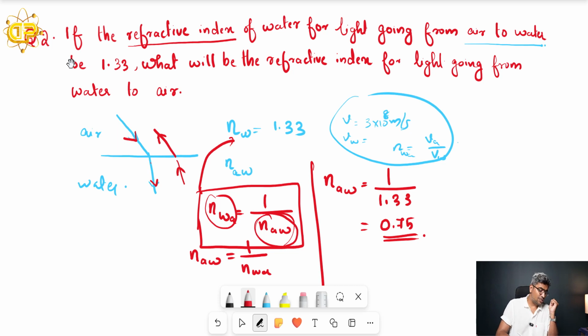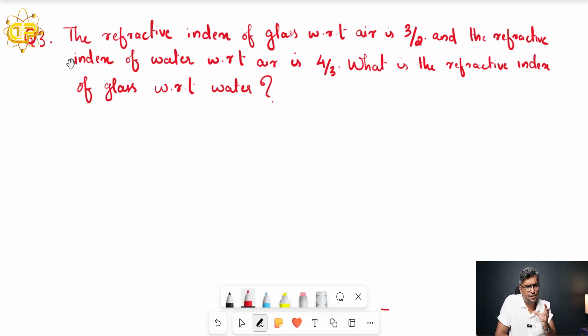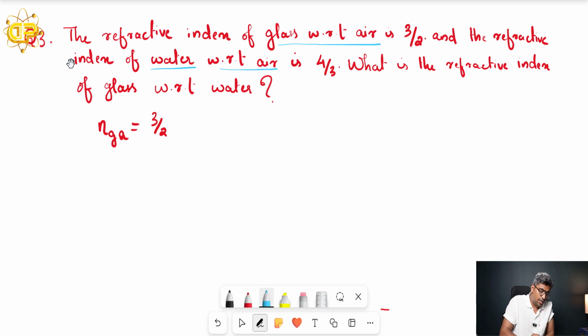So just do it yourself and listen to the third question. Very interesting question, very easy question, and sometimes a confusing question too. Okay, let us see what happens here. Read the question carefully, write down the given values. The refractive index of glass with respect to air, that is N G with respect to air, is equal to 3 by 2. Okay, fine. And the next one is the refractive index of water with respect to air. So what happens there?